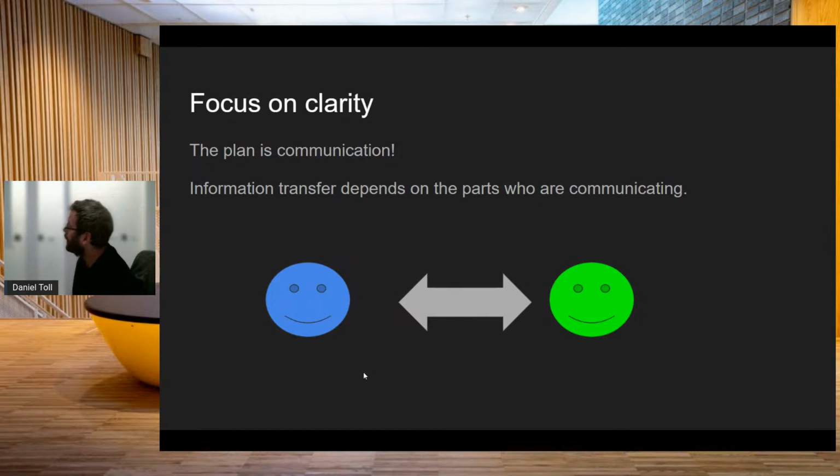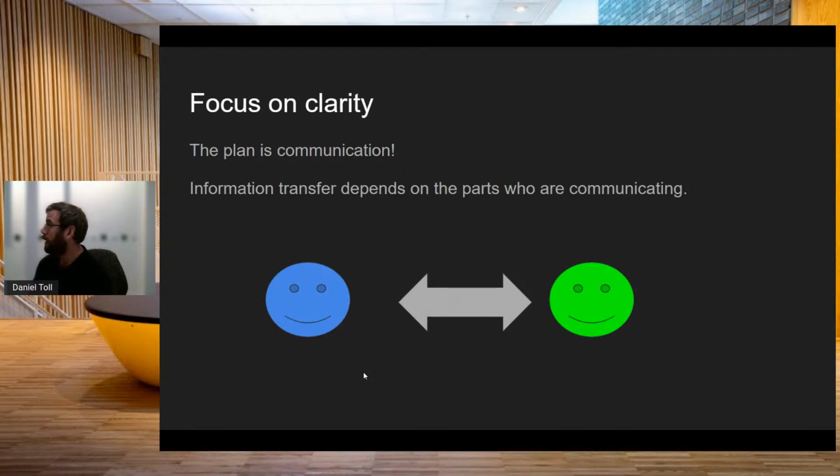But if we're planning, and the goal is communication, make sure that you are communicating and not just planning. So how we communicate efficiently depends on who is communicating. If we're not using the correct language, or if you're not writing the correct things, then we're not communicating efficiently.